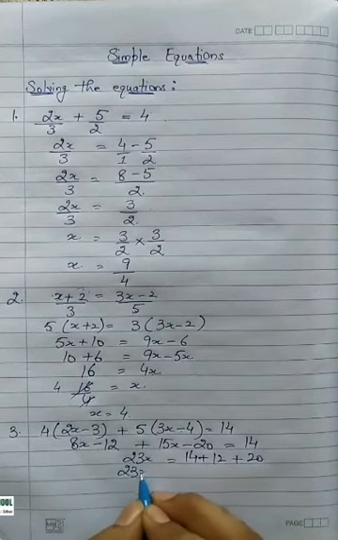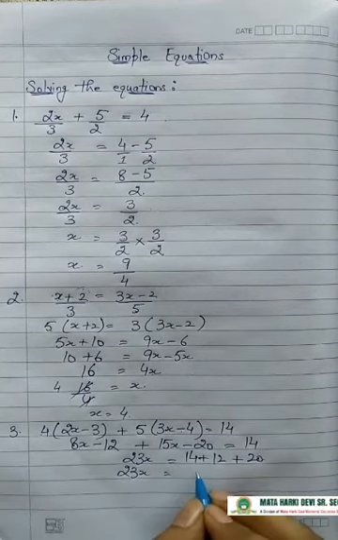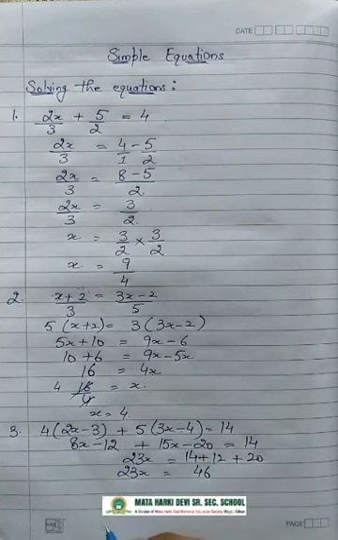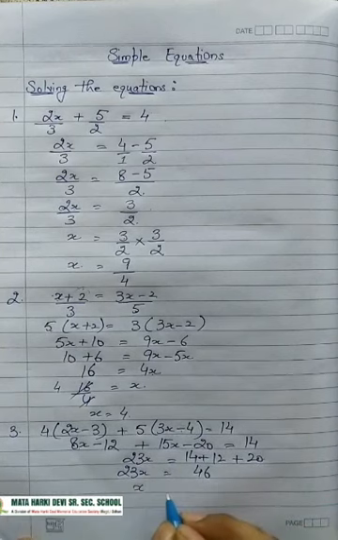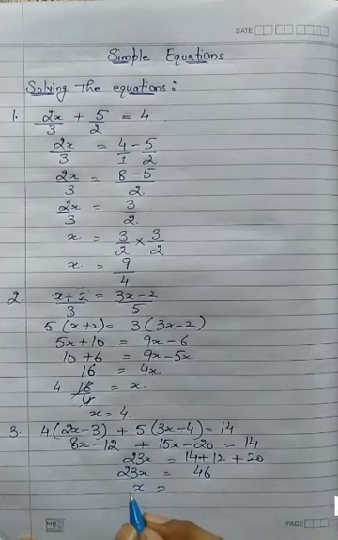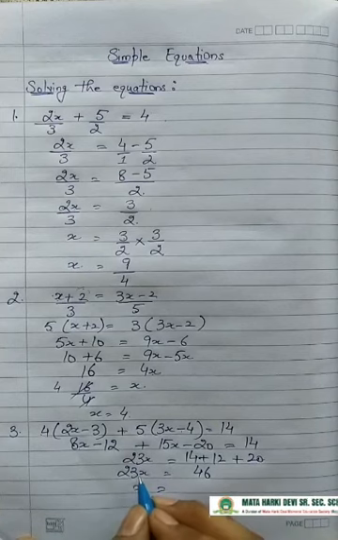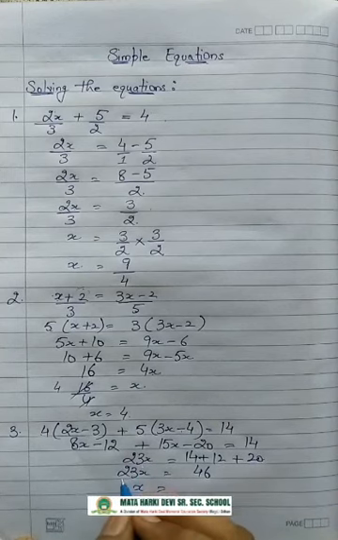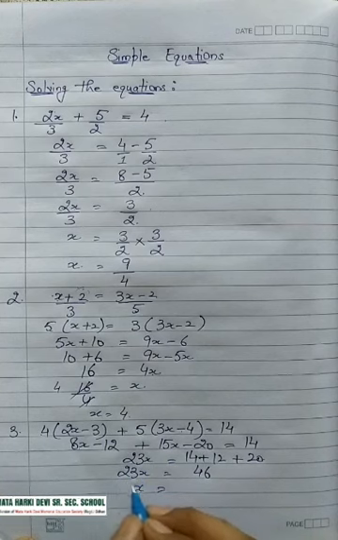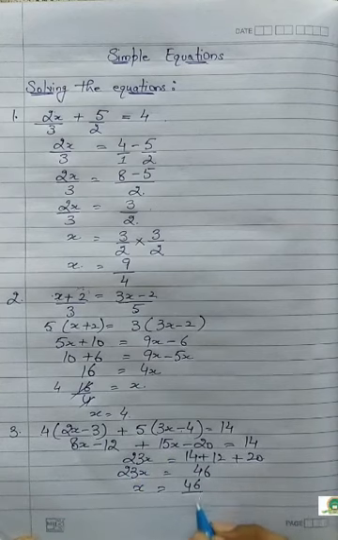So add these numbers, you'll get 46. So what is the value of x? 23 is multiplying, we just need x only, so cut this 23 by taking it to the right side.